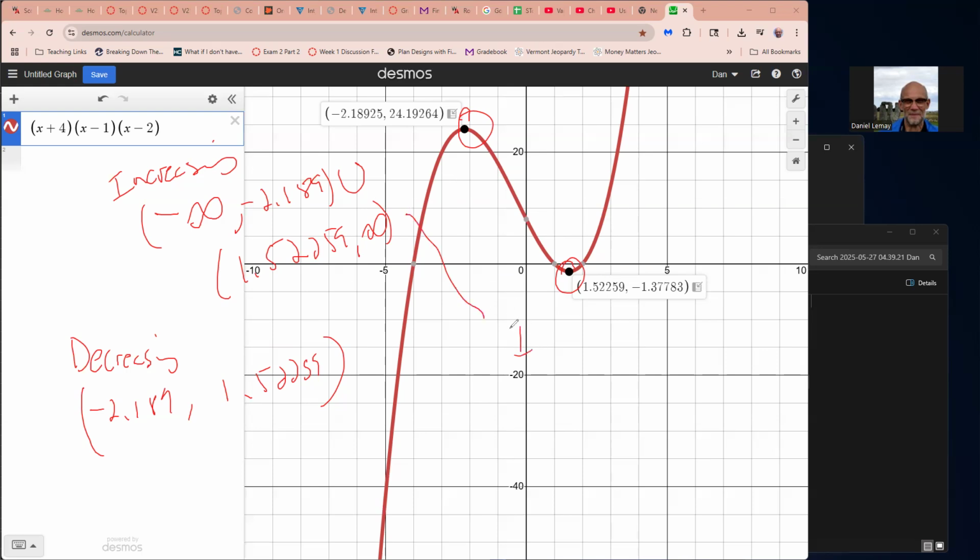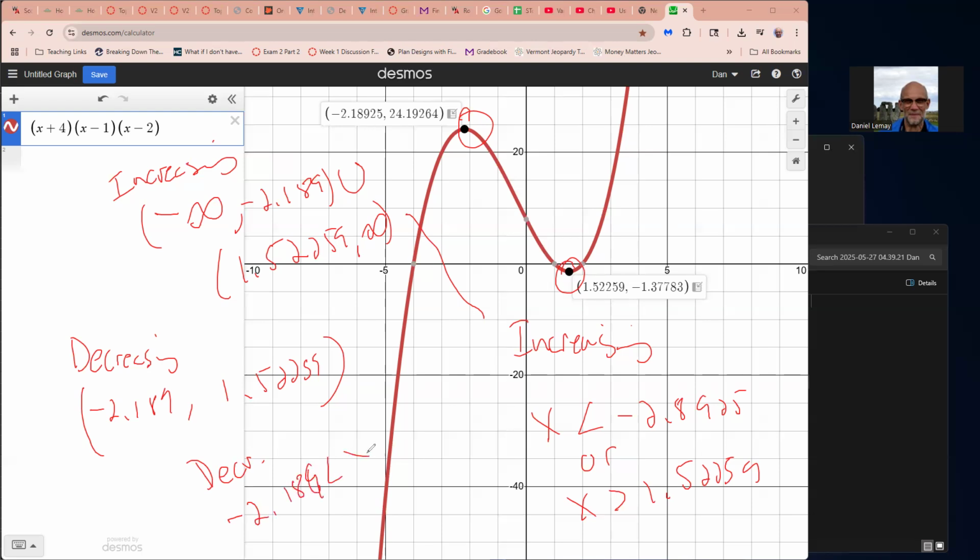Okay, now if you want, I guess we could do this with inequalities. We could say that it's increasing when x is less than negative 2.189. Notice I'm not using the y's, I'm using the x's. Or when x is greater than 1.52259. And it's decreasing when x is between negative 2.189, is less than x, which is less than 1.522, whatever it is. No, I don't want parentheses there because that's not an interval.